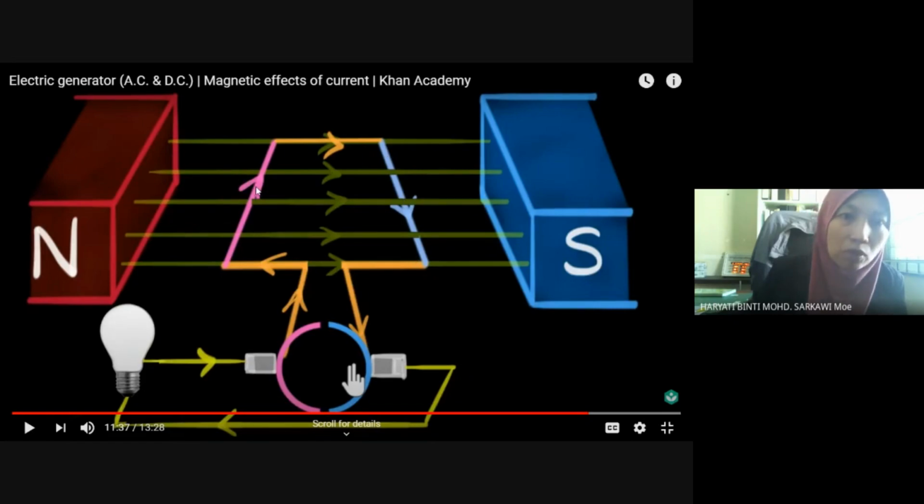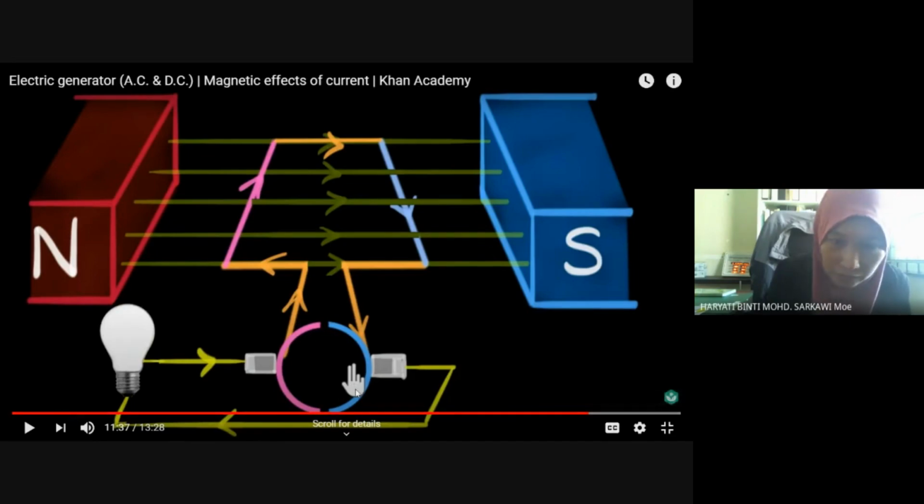From your right hand Fleming's rule, the direction of the movement, the force is up, north, south, so the current will be moving in. This is the direction of the current, and vice versa for this. Now see, this end is always connected to this end, which means that when it rotates, it will bring this split ring together with it.